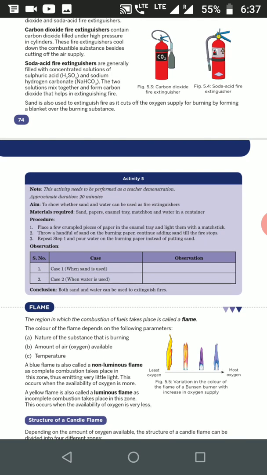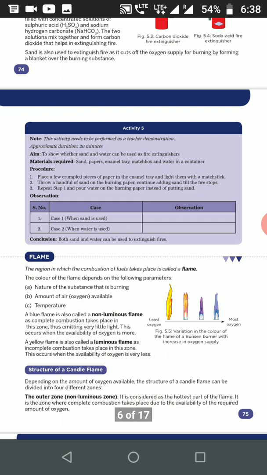Next, this is flame. The region in which the combustible fuel burns is called flame. The color of the flame depends upon these parameters: nature of the substance that is burning, amount of air, and temperature. Blue flame is also referred to as non-luminous flame, as complete combustion takes place in this zone, emitting very little light, whereas yellow flame is referred to as luminous flame, as incomplete combustion takes place in this zone.